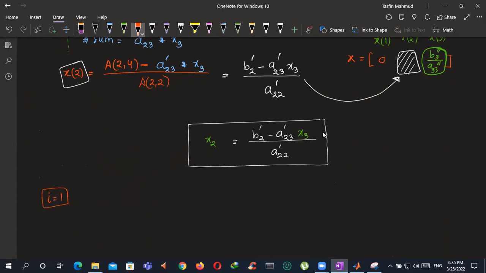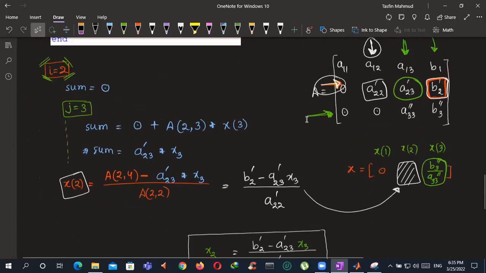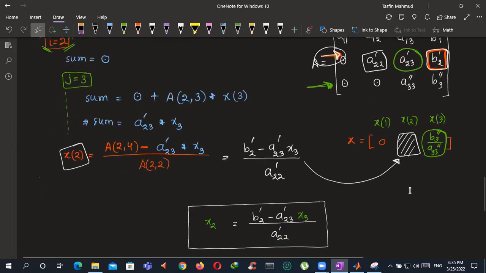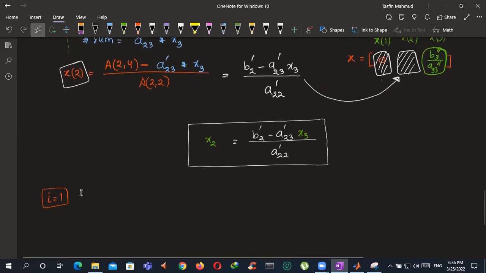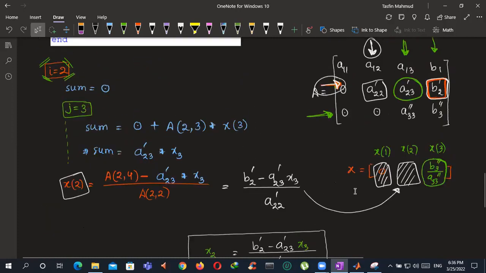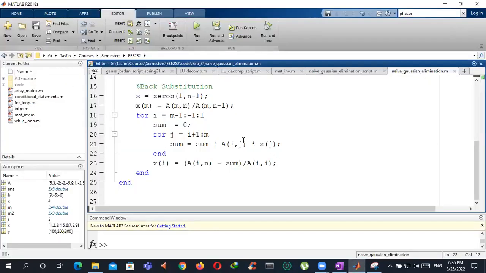Just do this iteration yourself and you will see the x1 would be calculated. X1 would be calculated and you can match the value if you wish. You'll see the same thing we will get whenever the I becomes 1. Okay, so that's the code. That's the code for the naive Gaussian elimination. Just run the code for now.